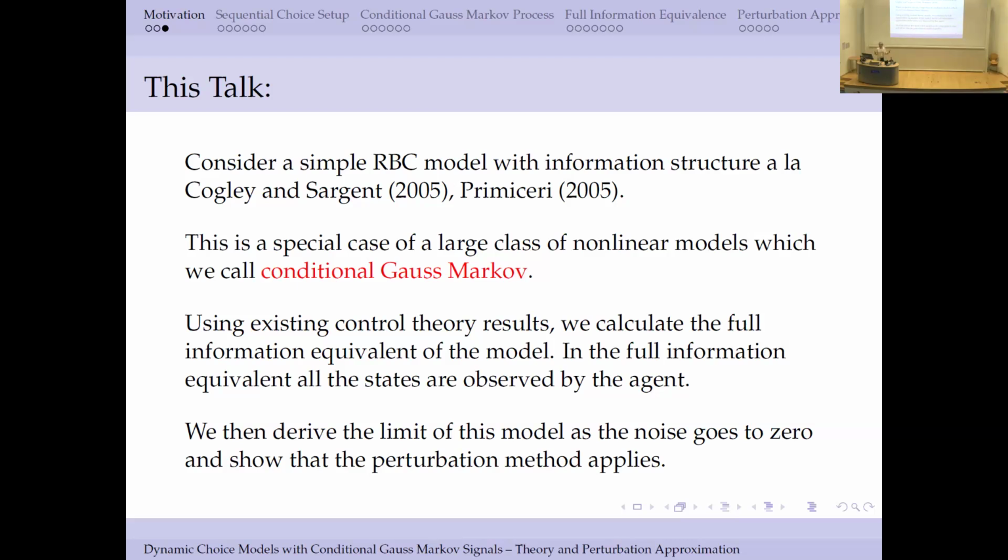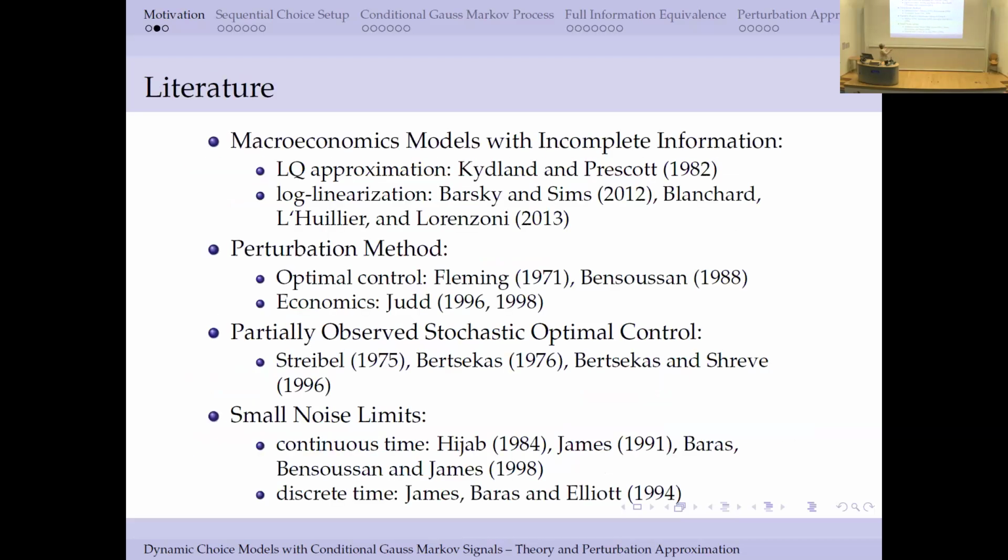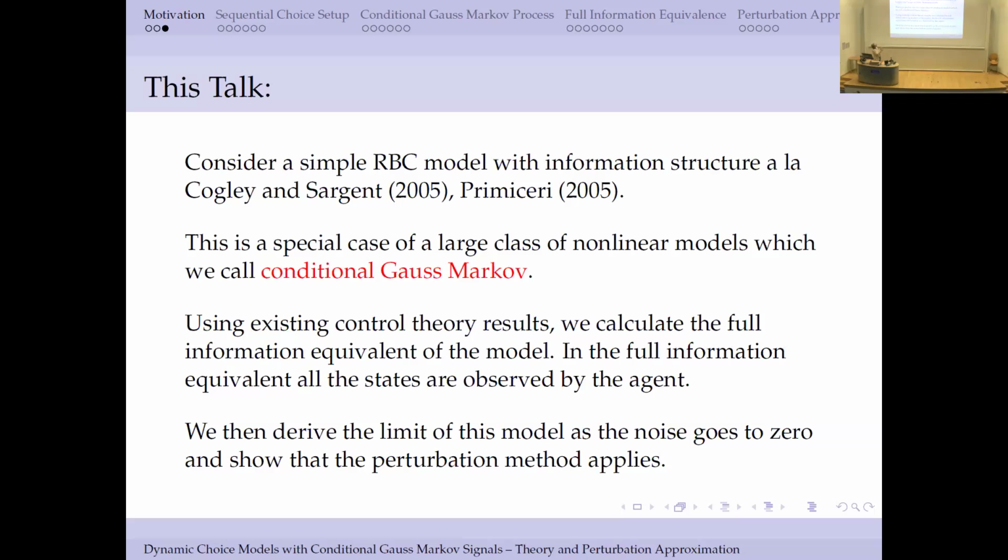Okay, so you will tell me, okay, but that's obvious how to do that. Actually, Bertsekas and Shreve already contain a lot of results about full information equivalence of incomplete information models. But the key property that we're going to derive from this conditional Gauss-Markov structure is that our full information equivalents are going to be finite dimensional. In general, obtaining full information equivalence is not very difficult, but they tend to be infinite dimensional. They tend to have states that are of infinite dimension.